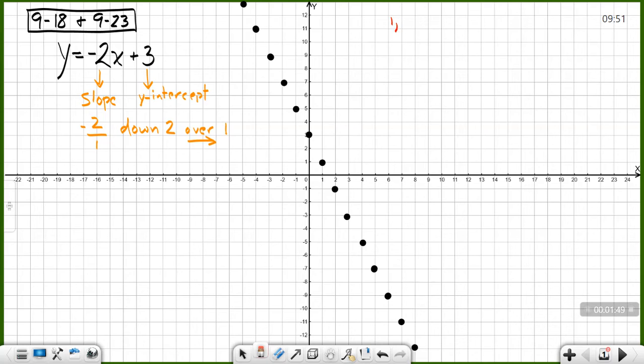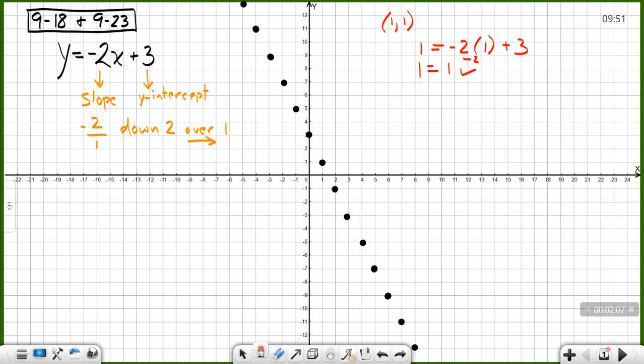All right, so if I put 1, 1 into this equation, that means I'm going to put 1 in for y: 1 equals negative 2 times 1 plus 3. If I simplify that, negative 2 times 1 is negative 2, plus 3 is 1. It works. It makes it true. Let's take a look at another one. What if I do this one?